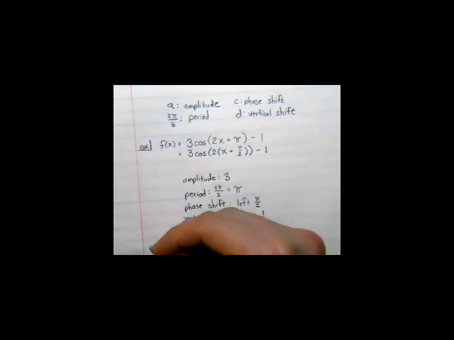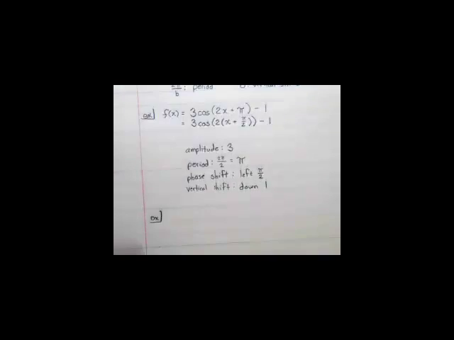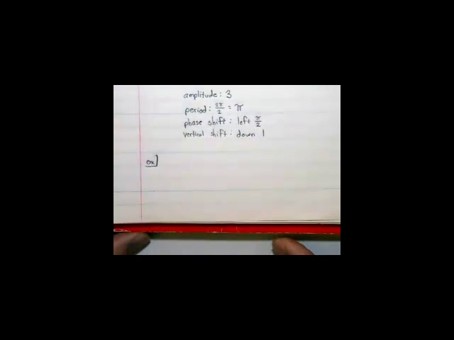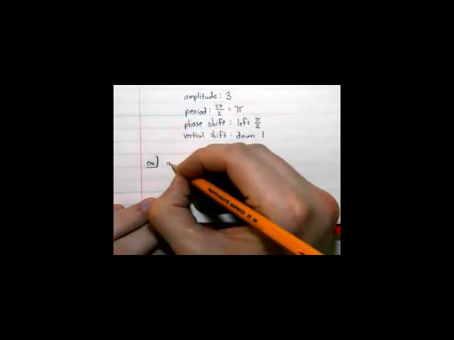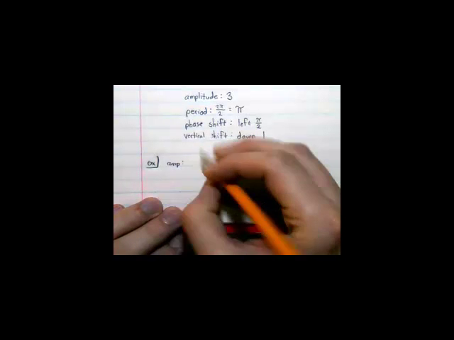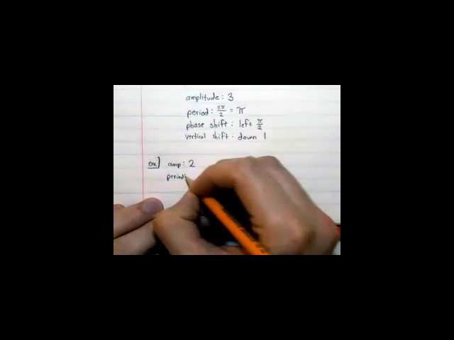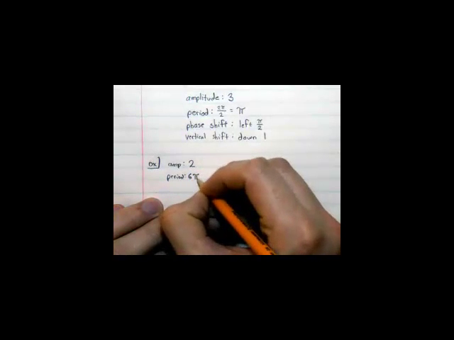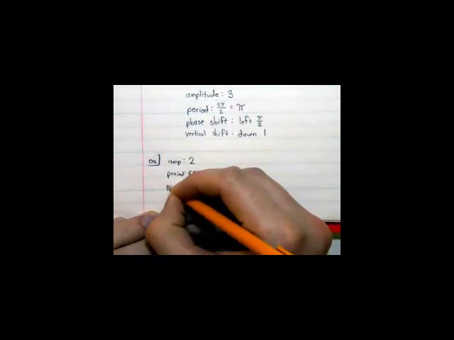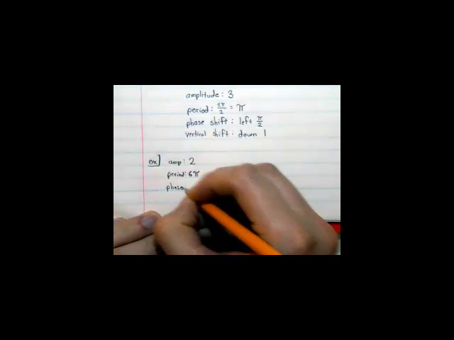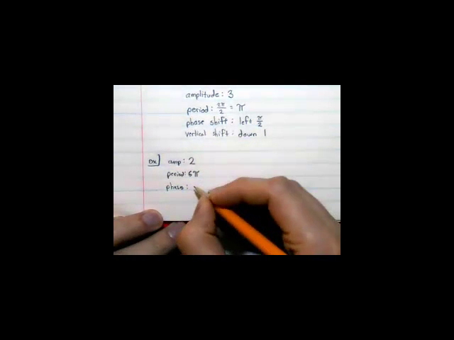So let's say we've got, let's say the amplitude is 2. Say I'd like my period to be 6 pi. I want my phase shift to be pi.